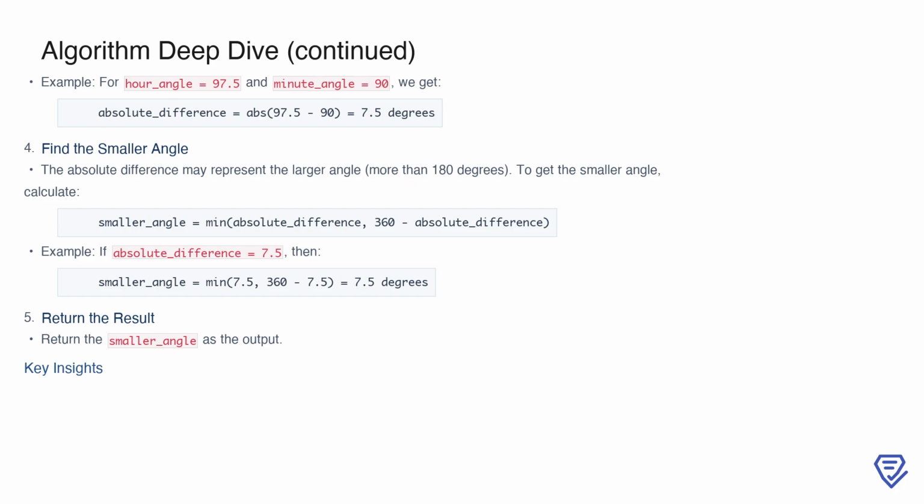This gives us the difference between the two hand positions, but remember, the clock is circular. The absolute difference could represent the larger angle formed between the hands if it exceeds 180 degrees. To ensure we always get the smaller angle, we compare the absolute difference to its complement on the clock, calculated as 360 - absolute_difference. The smaller of these two values is what we return as the final result. For our example, with absolute_difference equals 7.5, the smaller angle is min(7.5, 360 - 7.5) equals 7.5 degrees. This confirms that the smaller angle formed between the hour and minute hands is indeed 7.5 degrees.